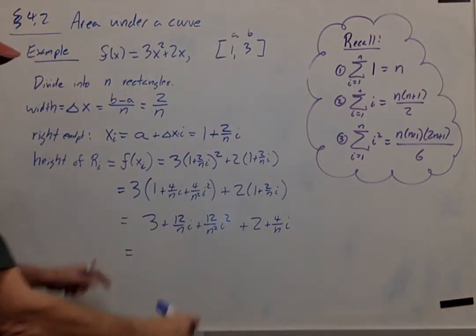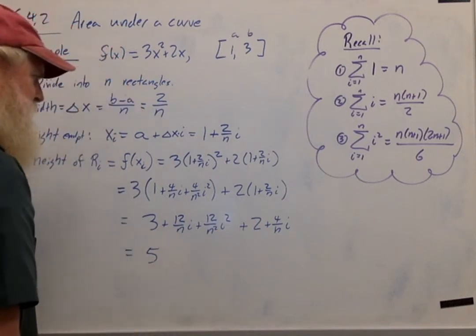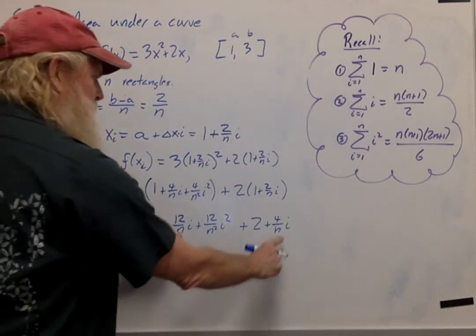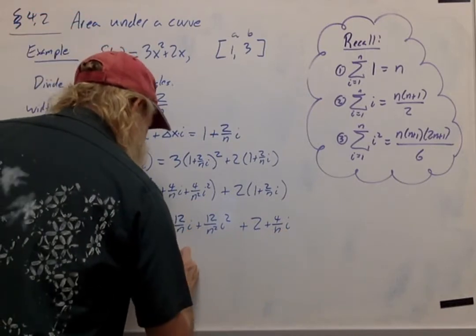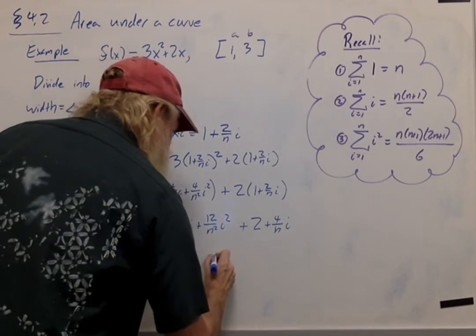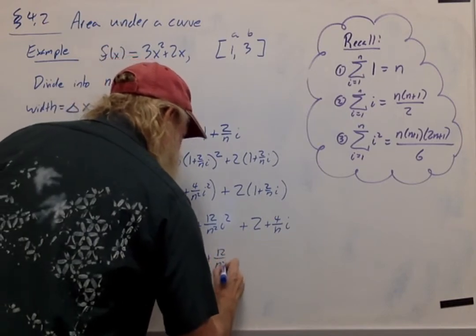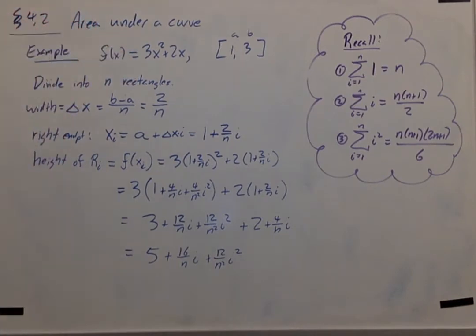And finally, let's collect like terms. 3 and 2 is 5. 12 over n i plus 4 over n i is 16 over n i. And I still have the 12 over n squared i squared. And remember, that represents the height of the ith rectangle.